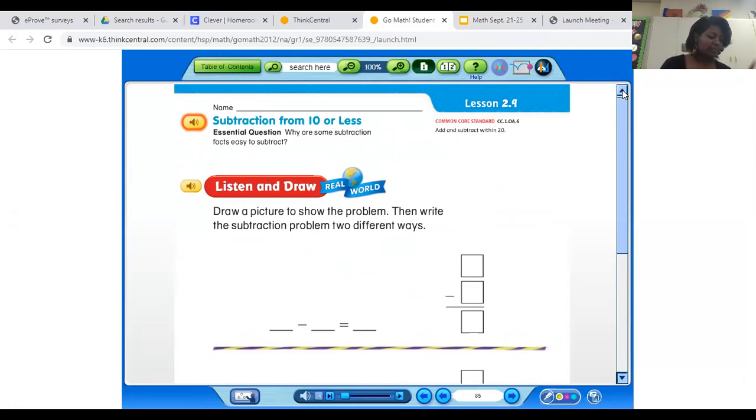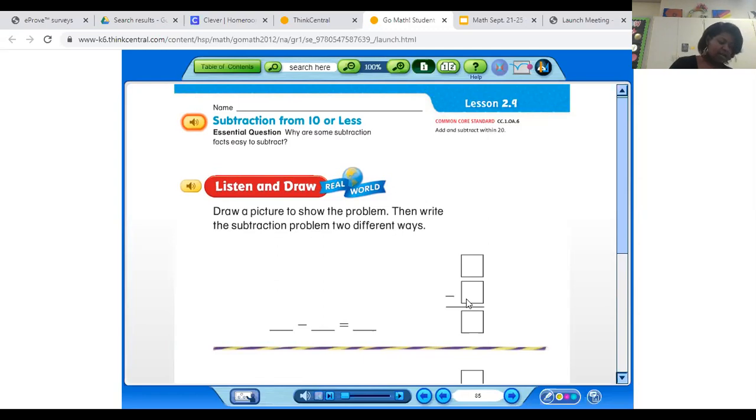So let's listen. There are 5 birds in a tree. 2 birds fly away. So think about it. There are a total of 5, and then 2 of them fly away. So if they fly away, are they still there? No. How many birds are still in the tree? So we have 2 ways. We can go horizontally writing this number sentence or vertically. So let's draw.